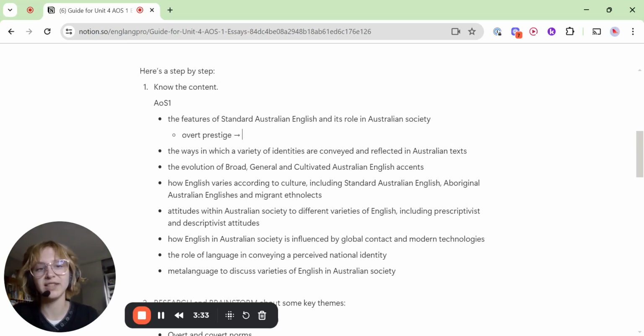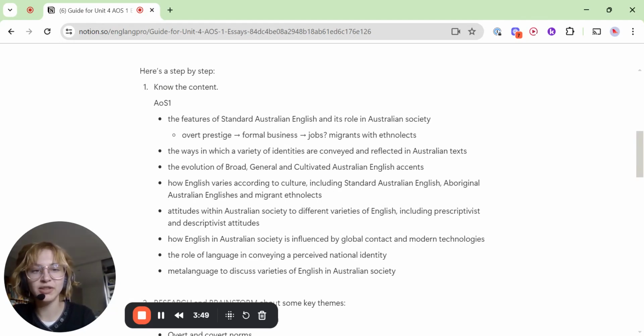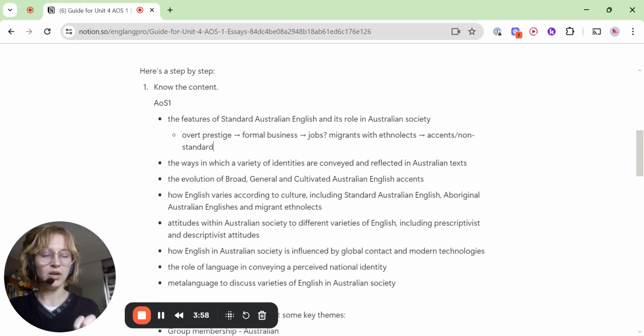So I'm thinking, what sort of role does it have in Australian society? Maybe with formal business, and therefore, what about jobs? Is it difficult for, for example, migrants with ethnolects to get jobs because of accents and non-standard English? Never ever say wrong. Non-standard is always the best way to go about it, because as linguists, we need to approach language as descriptivist and not prescriptivist. Language is never wrong. The point of language is to communicate. So there are so many different forms.